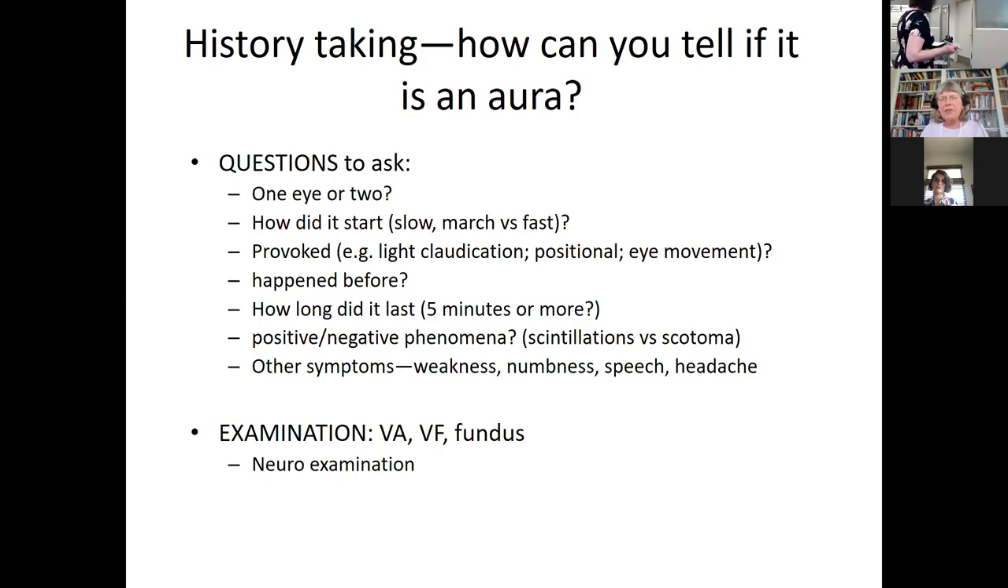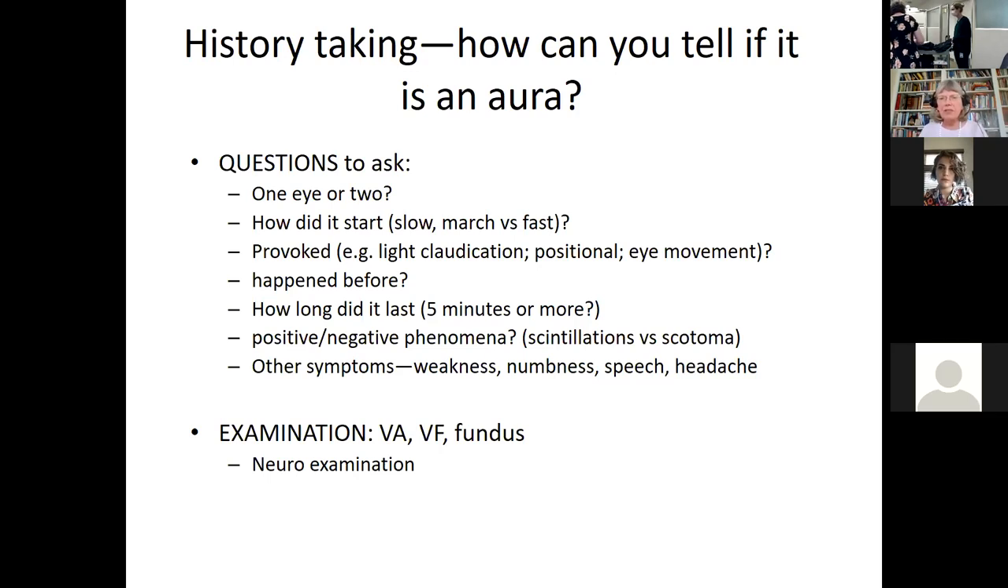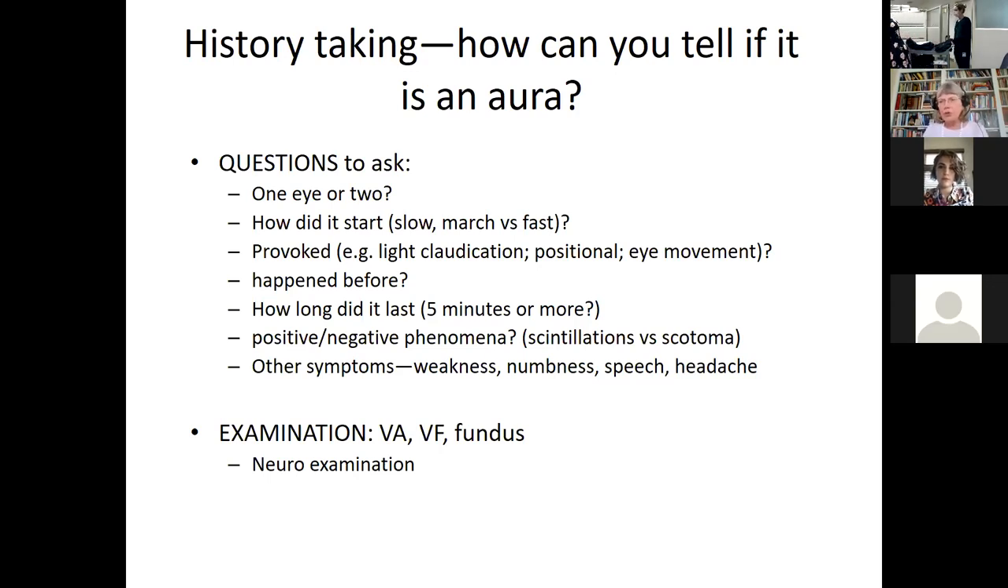And then some things that I really want you to remember are, could light cause visual blurring in one eye? And there is a thing called light claudication in older people where light comes into their eye and then their retina can't handle that, or because they've got some ischemic changes to their visual system that light could be causing trouble. Now, light often will trigger migraines, aura, and migraine in individuals that are very susceptible. And then, of course, positional changes, any kind of visual phenomenon when they move their eyes.